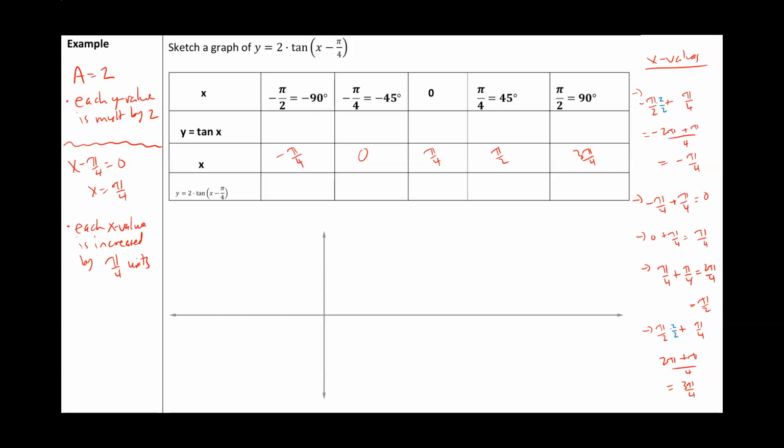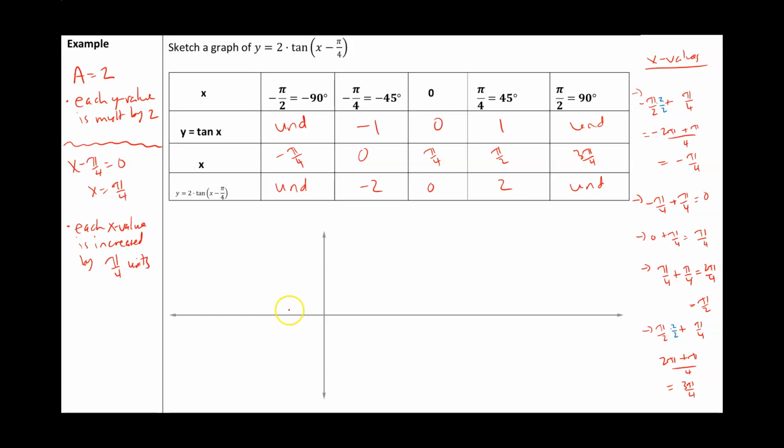Now for y equals tangent of x, the original 5 y values are undefined, -1, 0, 1, and again undefined. The undefined ones, there's nothing there, so these are both going to be undefined. For the others, we're going to multiply each y value by 2, so -1 times 2 is -2, 0 times 2 is 0, and 1 times 2 is 2.